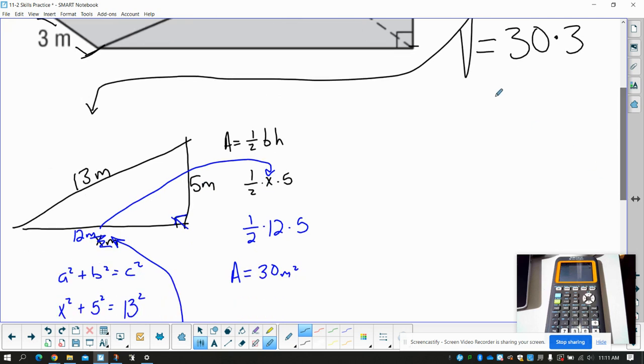So now I can multiply this together. Volume equals the area of the base times the height of the prism. 30 times 3 is 90. And it was all in meters, so this would be meters cubed. Volume of this shape is 90 meters cubed.